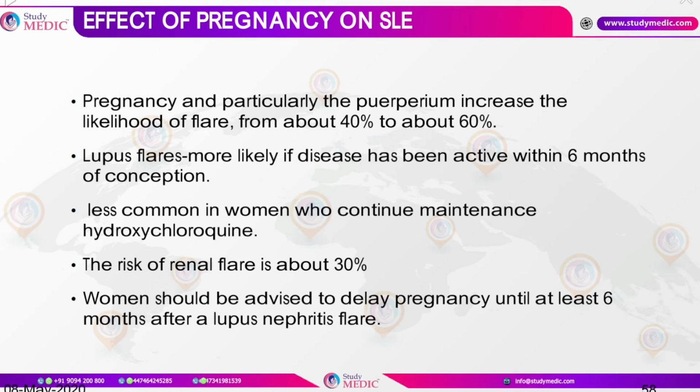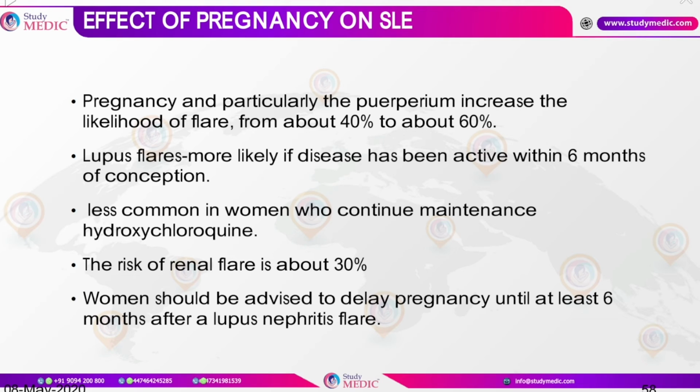In pregnancy, and particularly the puerperium, there is an increased likelihood of flare, near about 40 to 60%. Lupus flare is more likely if the disease has been active in the last 6 months, and that's the reason a 6-month remission period is mandatory before embarking on pregnancy. Flares are less common in women who continue maintenance hydroxychloroquine, which is considered a pregnancy-safe drug. The risk of renal flare is near about 30%.